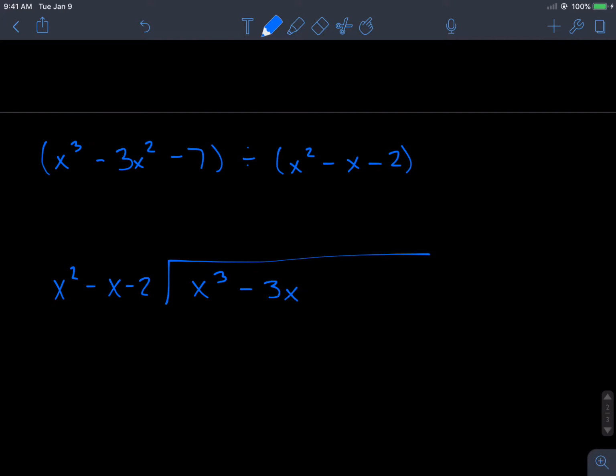And one thing to note here is we don't have an x term, but we still need to consider that. So we're going to fill a space here with minus 3x squared. We're going to fill a space there with 0x, minus 7. Okay, so we're missing that x term, but we still need to hold a place for that because it still might show up. Okay, so we have this plus 0x.